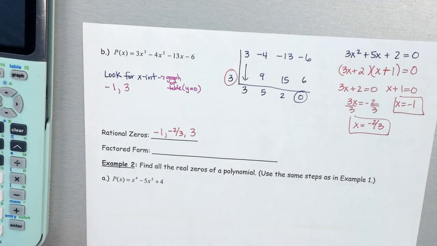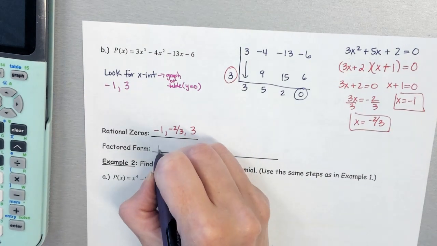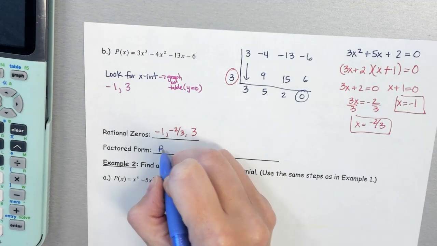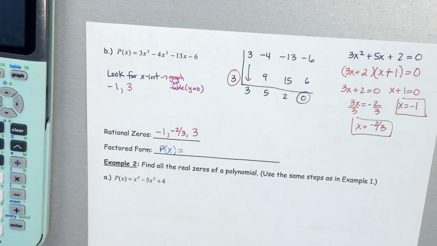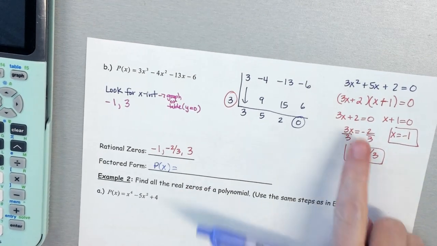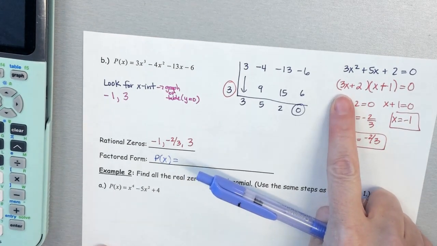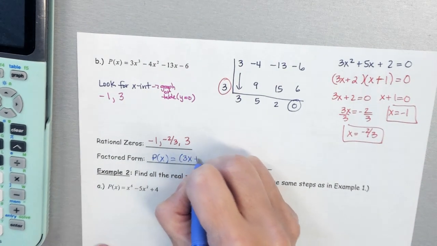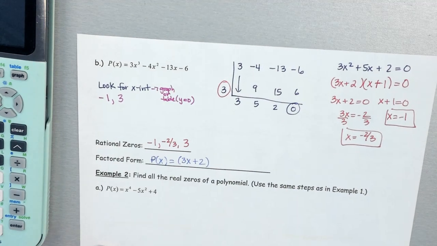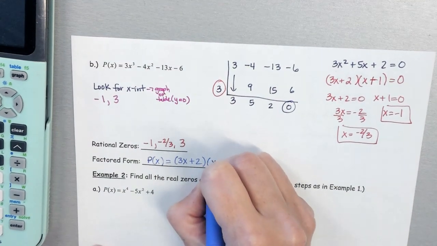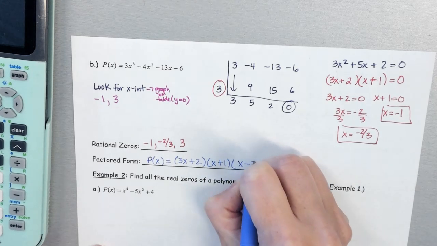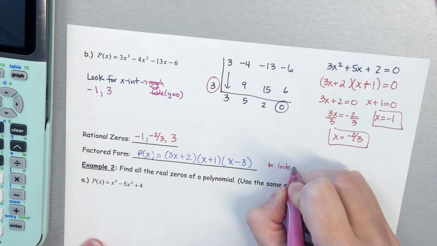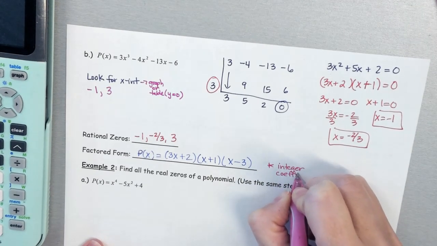All right, and then did you guys have a chance to write this in factored form? Be careful because just like we did the other day, we don't want any fractions. You want integers. So look, don't you already have the -2/3 written with integers here? Yep, so let's write it as 3x plus 2. Don't write it as x plus 2/3. You want integers. And then you have the x minus 3. Okay, so integer coefficients.